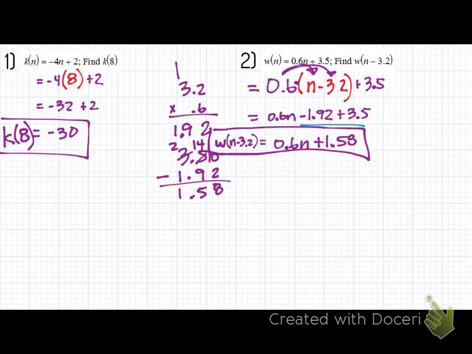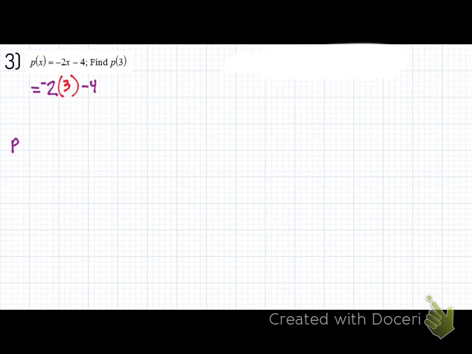Okay, so again, writing this down in your notes. I'll give you a couple minutes. If you're on the video, pause to write this down. You're using order of operations for this one, number 3. Try this one on your own.